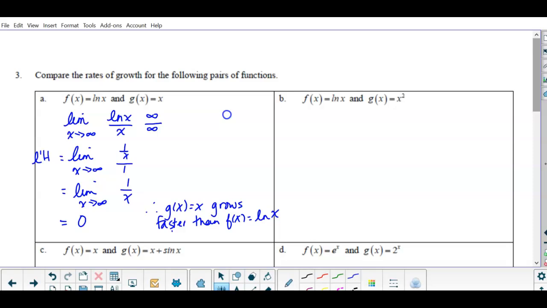Okay. Same with the next one. So we'll do the limit as x goes to infinity of ln x over x squared. And then the same, I would use L'Hopital's rule because it's infinity over infinity.